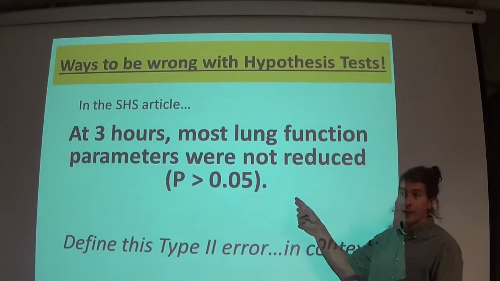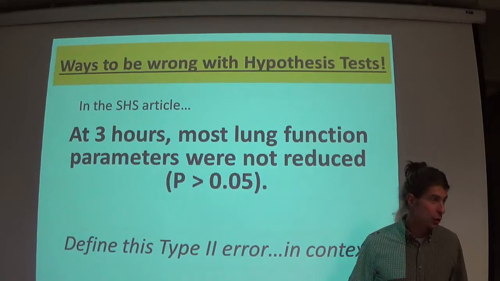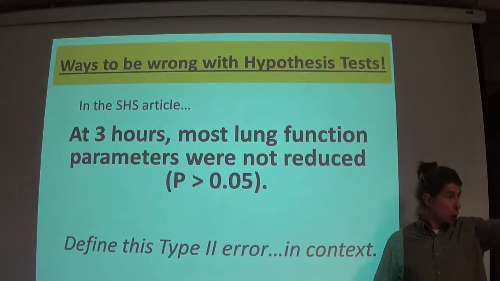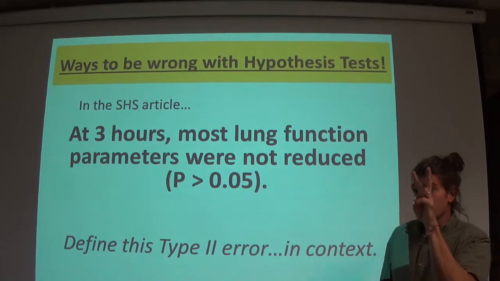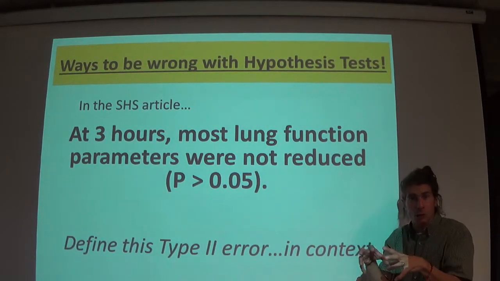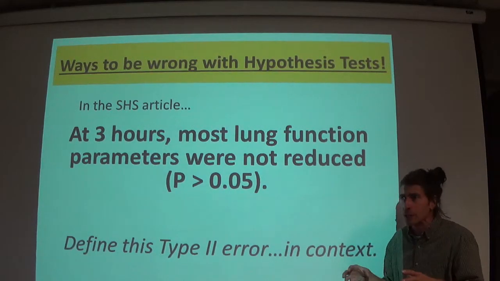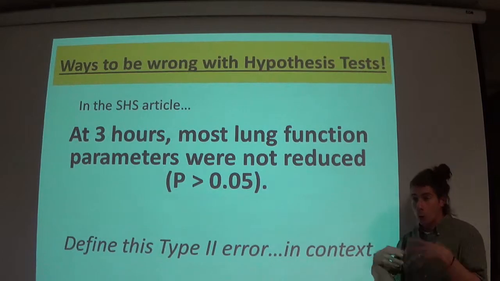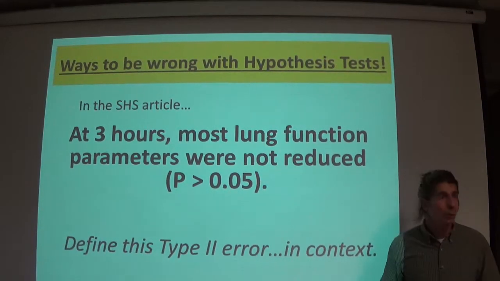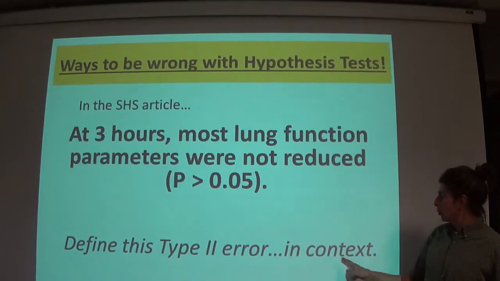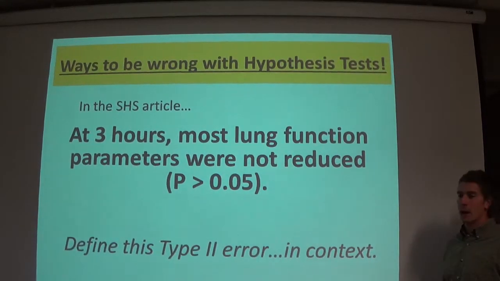Two hours later, we measured them again. And what happened to the lung function after 2 hours? Back to baseline. So the conclusion is that after 2 hours, outside of the bar restaurant smoke level, lung function parameters were not reduced, or were back to normal. Could we be wrong? Of course we could be wrong. How could we be wrong? I said, define this type 2 error in context.